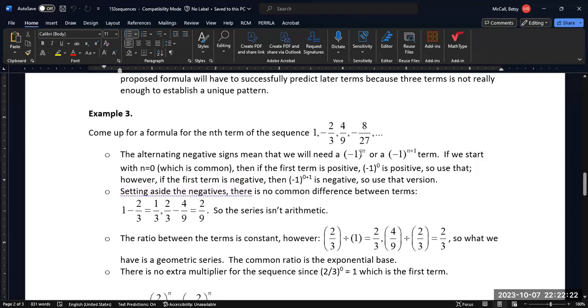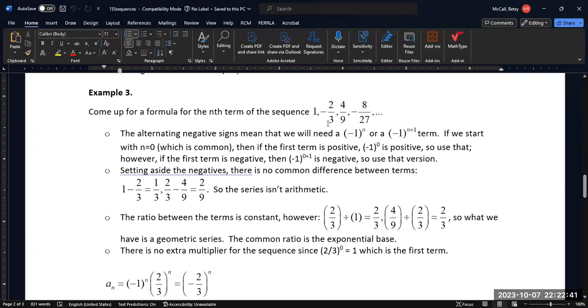So for power series, for things like this with exponents, it's common to start with n equals 0. But if you have things in the denominator, you may have to start with n equals 1, depending on what that expression ends up being.